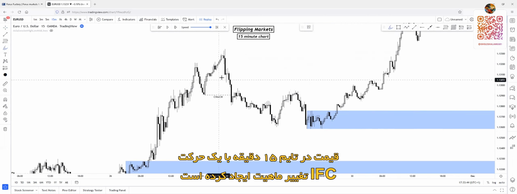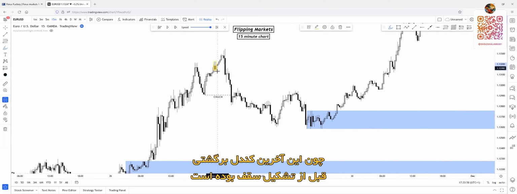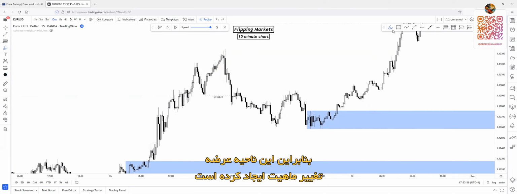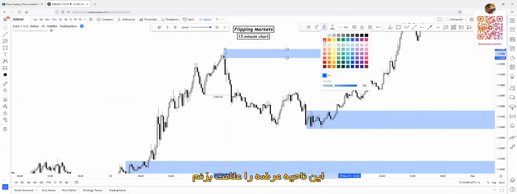So price changed character on the 15-minute chart with an inefficient push, as you can see. Actually, the first change of character happened here because this was the last upside candle and the last reversal before the last high has been reached. And this supply zone changed that character. I will just mark that supply zone here.